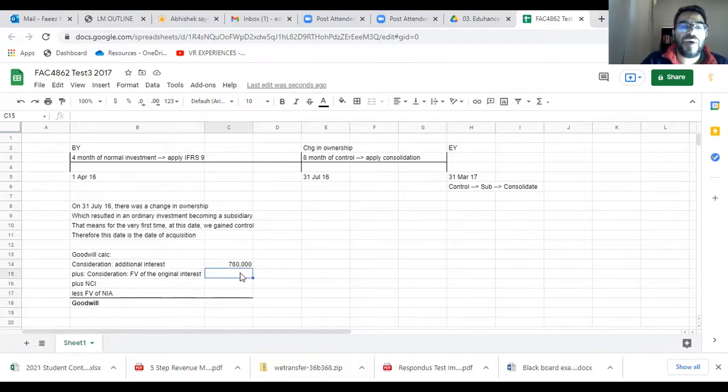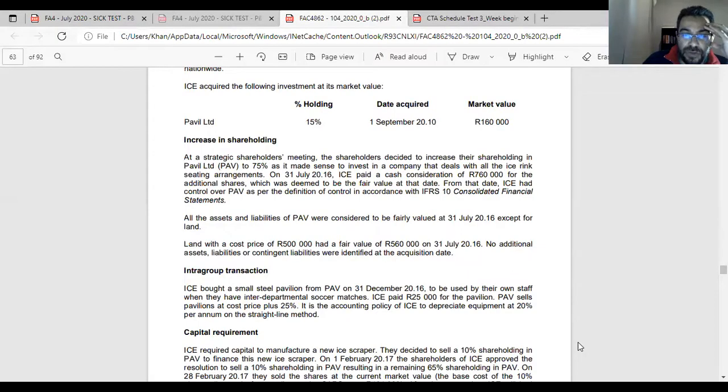Now we need to also add the consideration, the fair value of the original interest. So remember, we are deemed to have disposed of the original interest at fair value and then reacquired it. So let's see how we can calculate it. If you read the scenario very carefully, you should be able to see it. Let me just quickly switch back to the scenario. Just tell me if you don't.